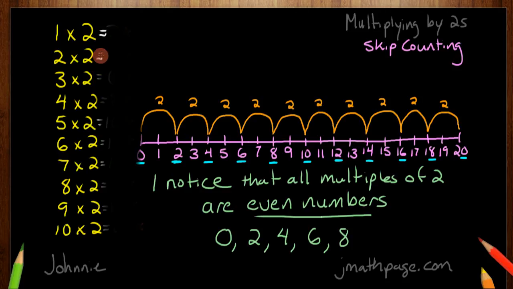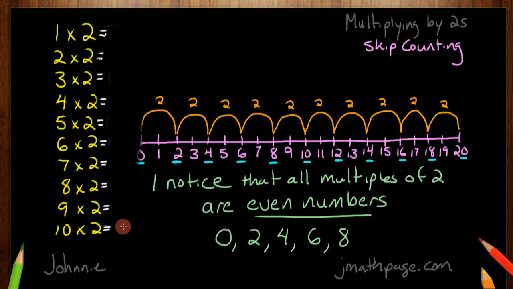2 times 2 equals. 3 times 2 equals. 4 times 2 equals. 5 times 2 equals. 6 times 2 equals. 7 times 2 equals. 8 times 2 equals. 9 times 2 equals. 10 times 2 equals. How did you do?